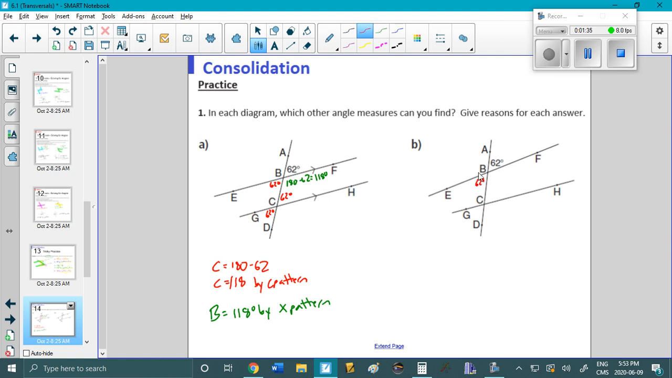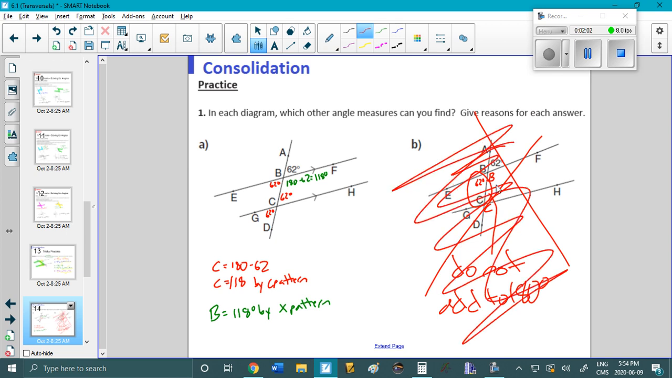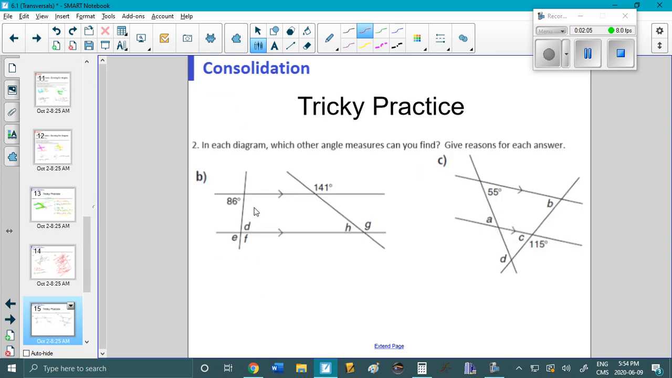Now, if you thought that these two add to 180, they do not add to 180 degrees. I would love for you to pause and figure out why that doesn't work. The answer, these lines aren't parallel. You can't do anything there other than this one angle, and you could say that this is the same as B and this is the same as C, but that's useless. Not parallel. Watch out for that. Those are tricky questions. Okay, let's get back to the normal stuff here.